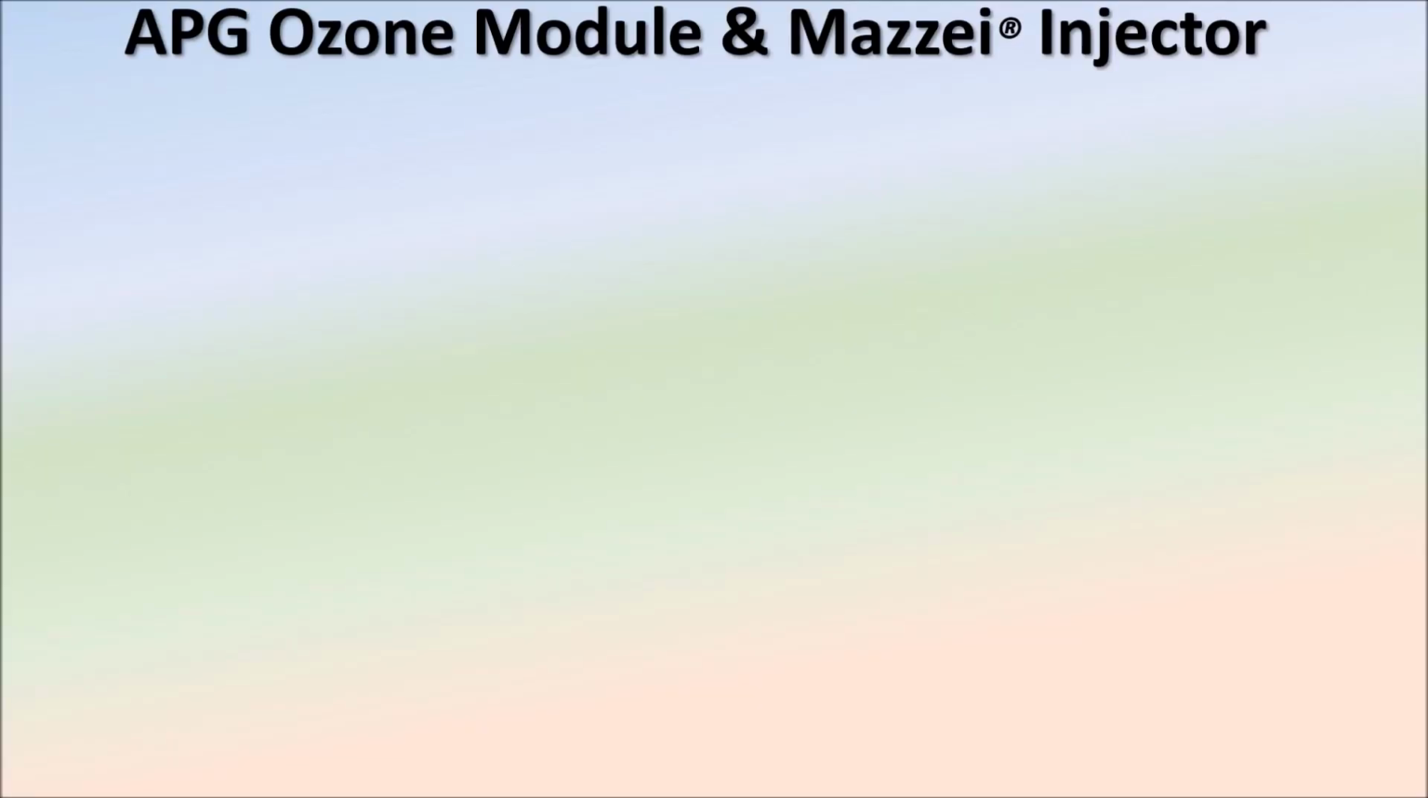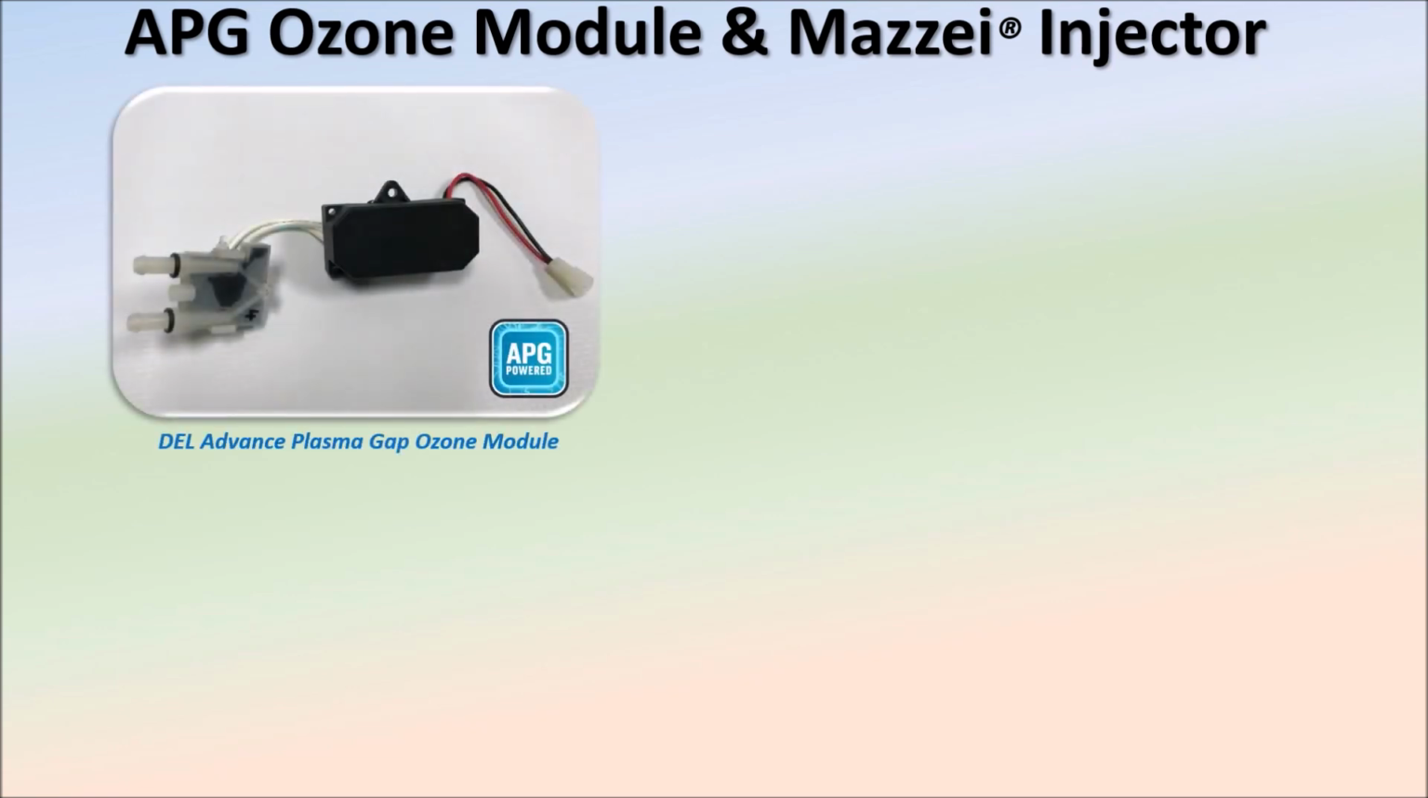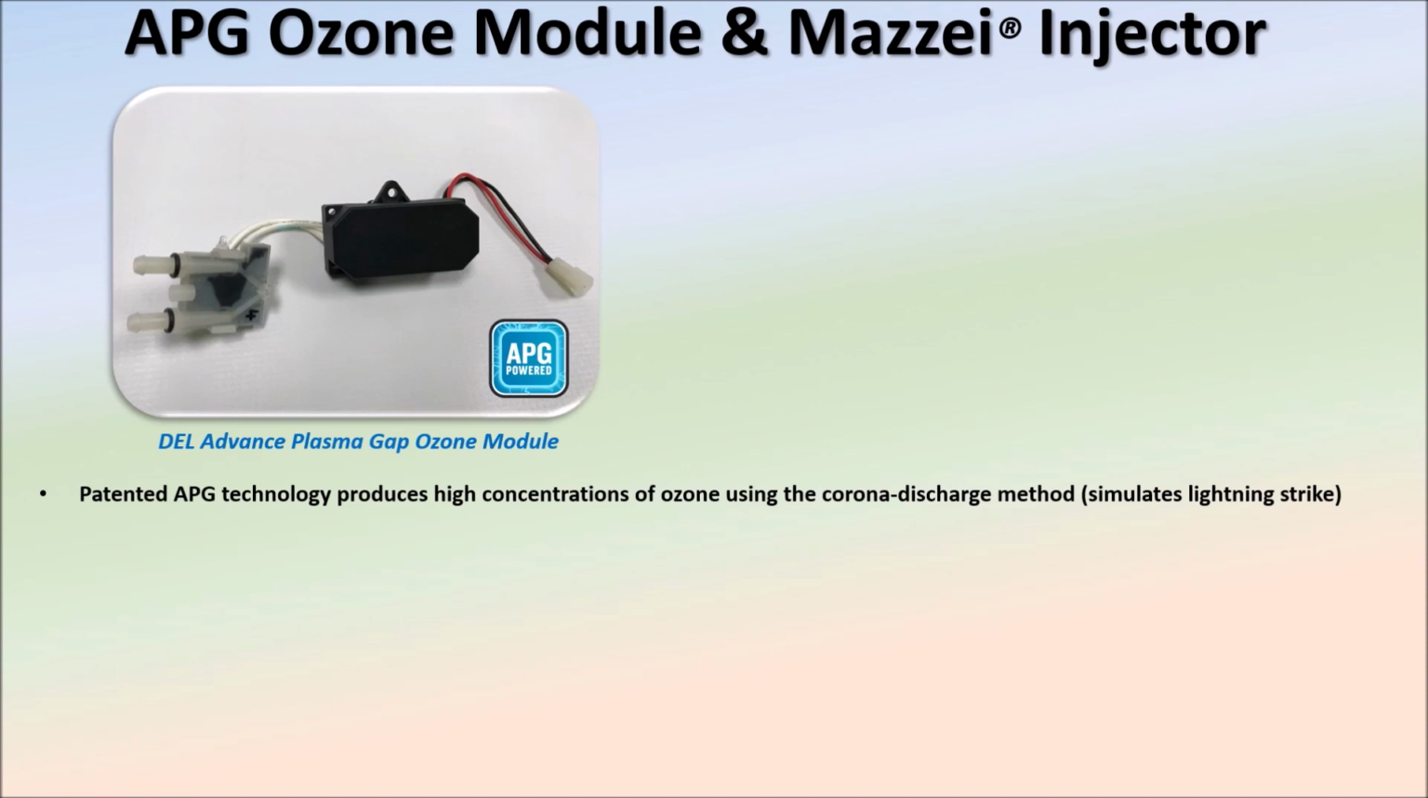Indulge me for just a moment as I show a couple of items that are included with every EC Series ozone unit that contribute to Dell's excellent performance reputation. The first is a Dell exclusive, our patented and state-of-the-art Advanced Plasma Gap, or APG, Corona Discharge Ozone Module. The Corona discharge method of producing ozone uses an electrical arc to simulate a mini lightning strike and produces the highest concentrations of ozone that can be made.